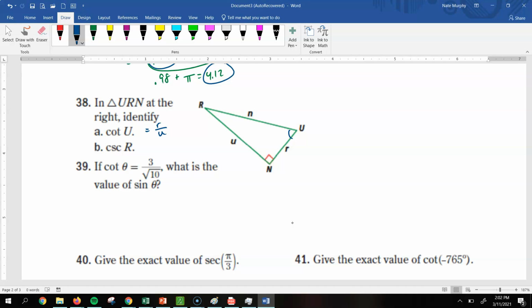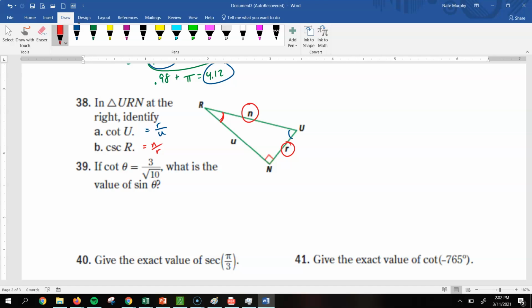So that'd be your answer for part A. For part B, remember the cosecant is the reciprocal of the sine function. And here we're looking at angle R. So the sine would be opposite over hypotenuse, R over N. But in this case, it's the cosecant, so it's the reciprocal of that. So it's going to be N over R. That would be your answer for part B.